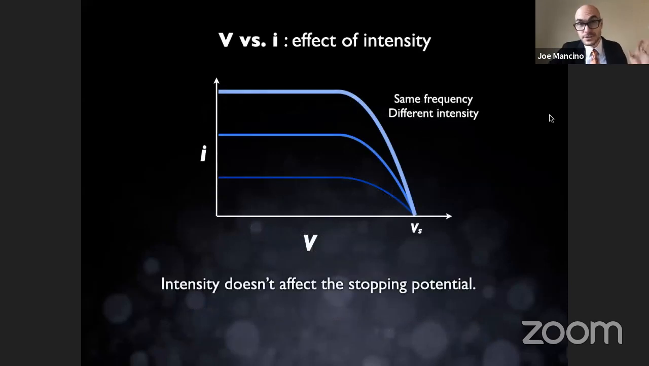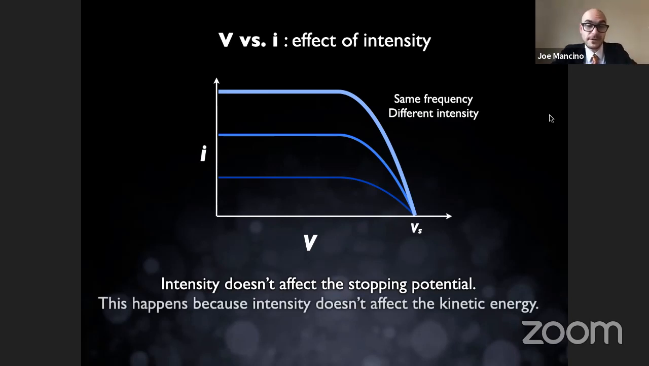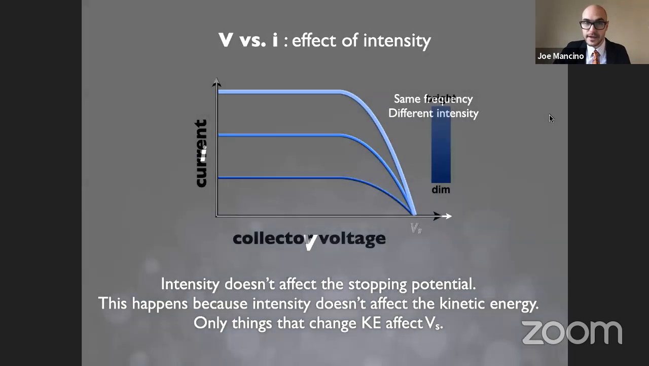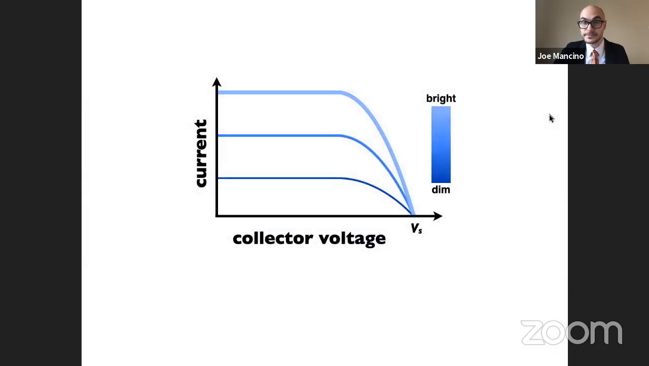So here's what I said just as a graph. This is the effect of brighter light. Notice the top graph shows really bright light with a high current. The bottom line shows dim light with a low current, but they are all the same color, so they have the same stopping potential. Intensity does not affect the stopping potential because intensity doesn't affect the kinetic energy. Only things that affect the kinetic energy affect the stopping potential. And here comes a great screenshot. You should screenshot that. That's going to be useful for you.